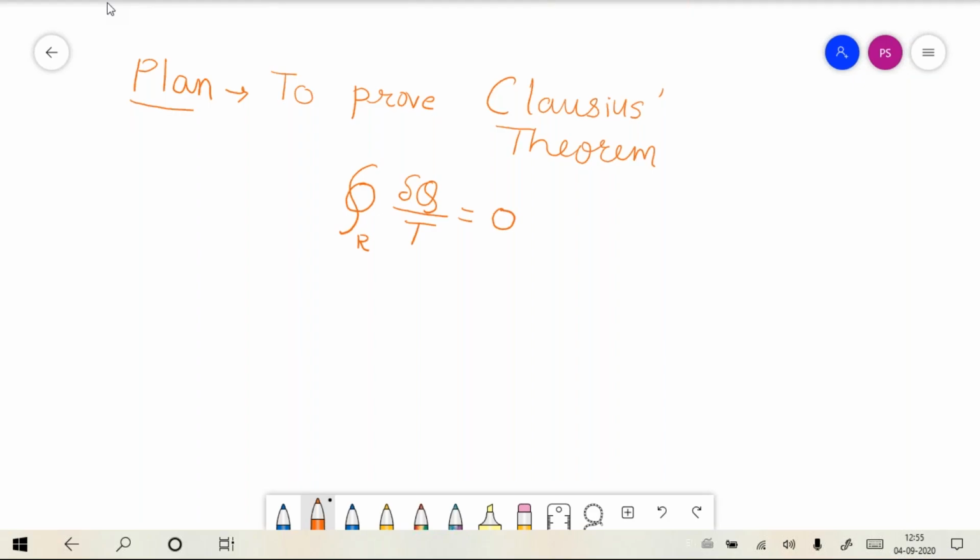This is what is known as the Clausius theorem. Okay, what is the relevance of proving this to the concept of entropy? That we will discuss. Need to be clear on what we are going to prove.